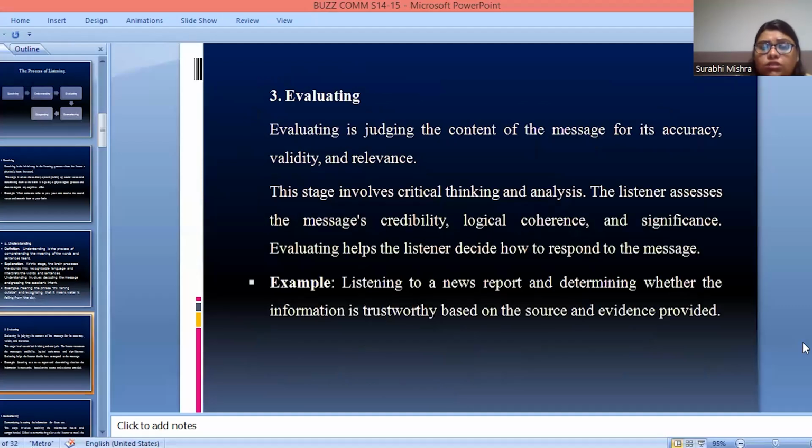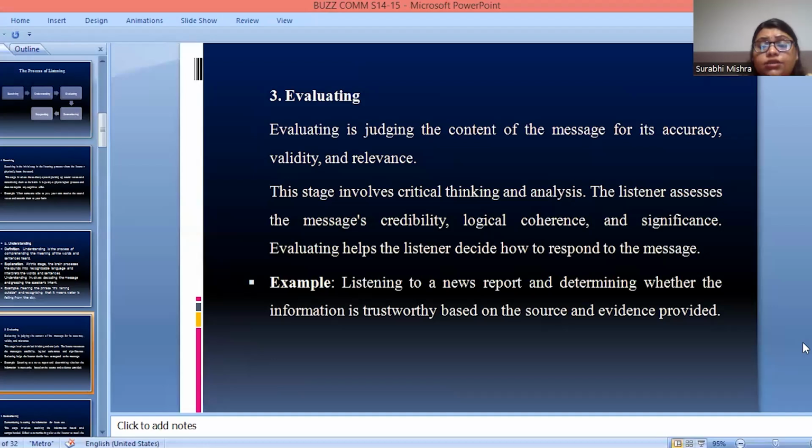Now moving towards the third point, evaluating. Evaluating is judging the content of the message for its accuracy, validity, and relevance. What we do here is we try to evaluate the content, right? We try to see whether the content is accurate, is valid, is correct or not. And this stage involves the critical thinking process.